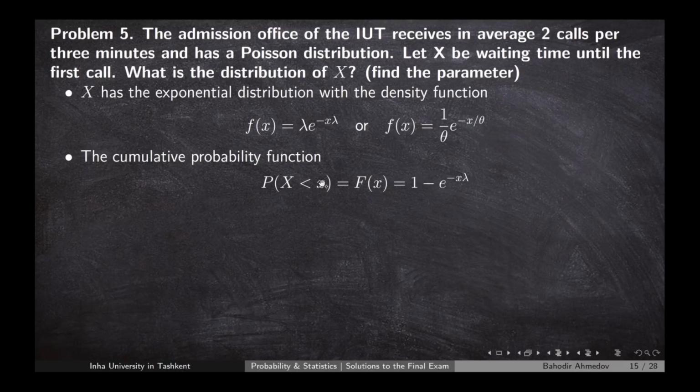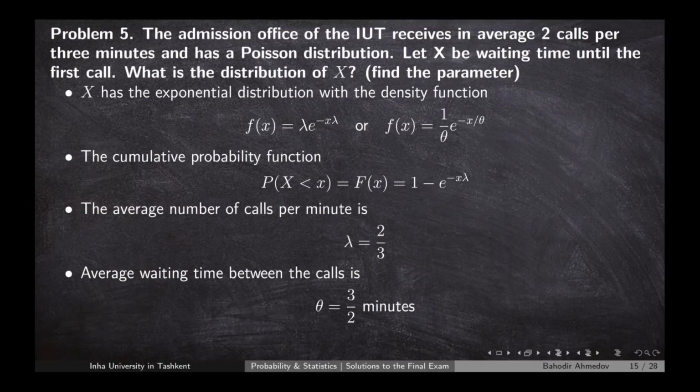So here lambda means the average number of calls in some unit of time. For example, in 1 unit, it is going to be equal to 2 over 3. So if on average the university receives 2 calls per 3 minutes, then every minute it receives 2 over 3 calls on average. That is why the average waiting time between 2 consecutive calls is going to be equal to 3 over 2 minutes, or basically 1 over lambda. So depending on which formula you're using, you need to choose the proper parameters.